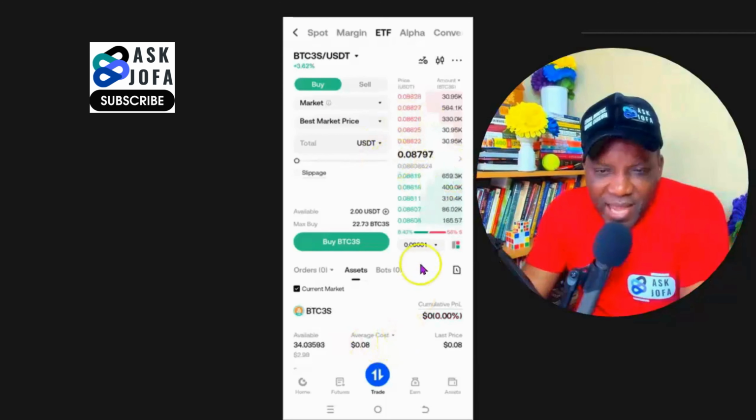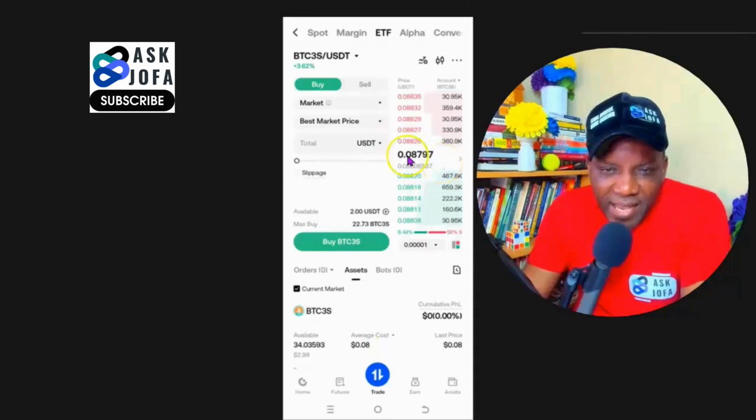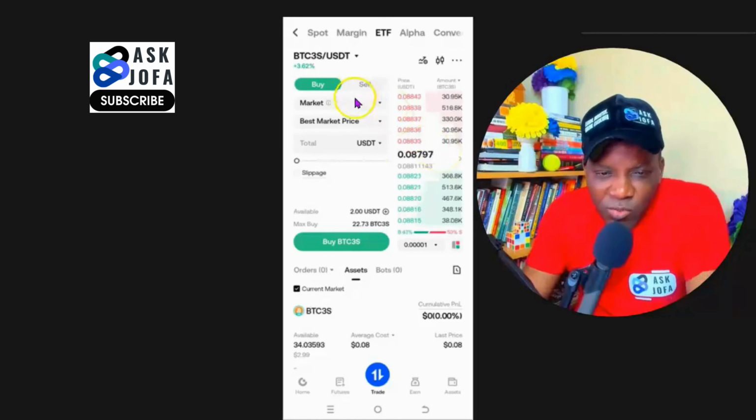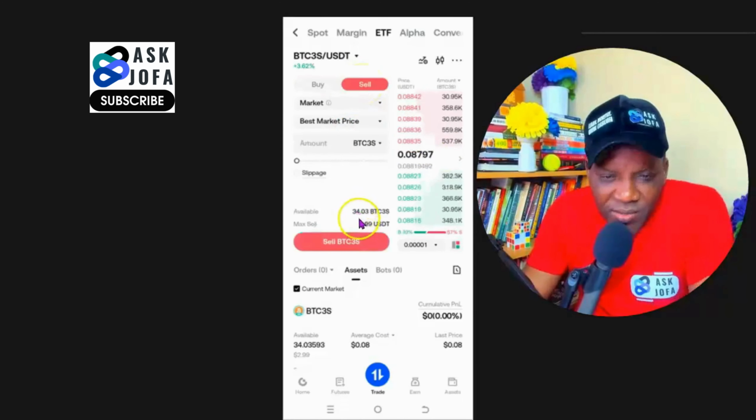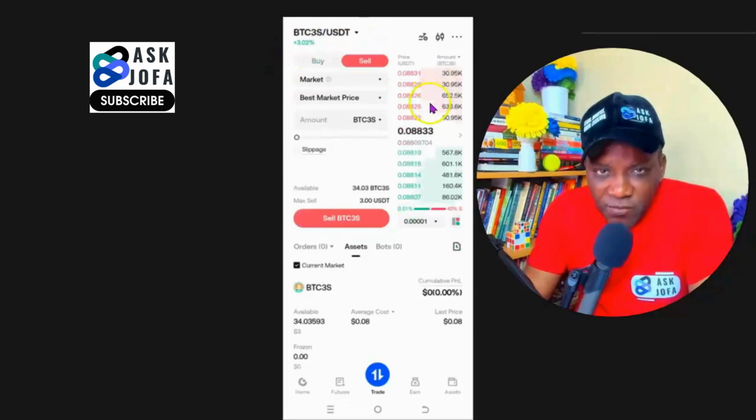At the same time, immediately you observe that the price has moved up, and you are ready to cash out your money, all you need to do is to come to this place. You come to sell, you tap sell. You can see this is the available asset I have, that is this leverage token, and this is the worth of my asset in USDT. Don't forget that this video is for educational purposes only, so ensure you do your own personal research before you trade with your money on any platform.